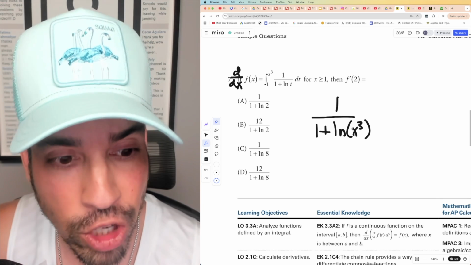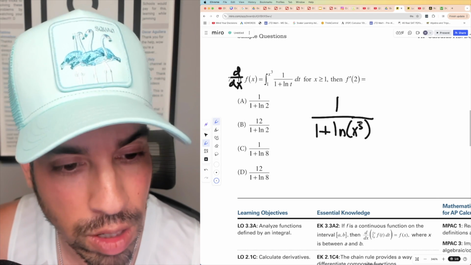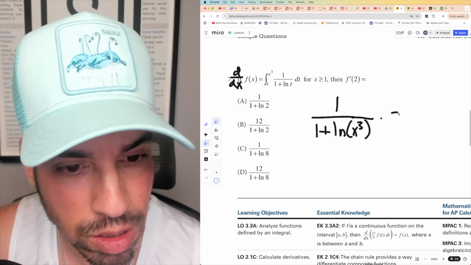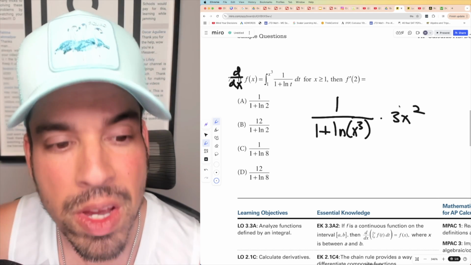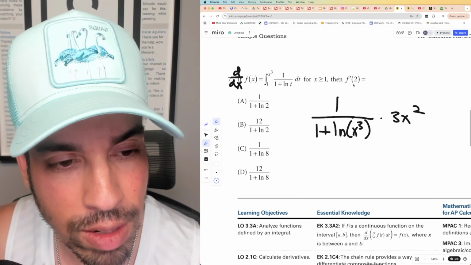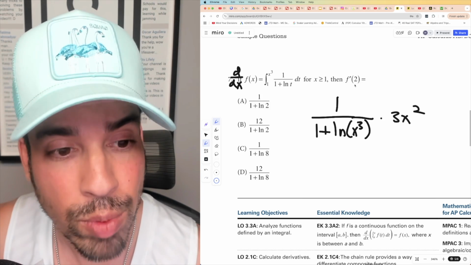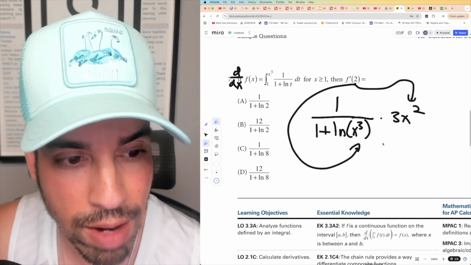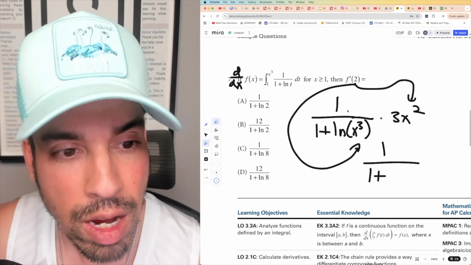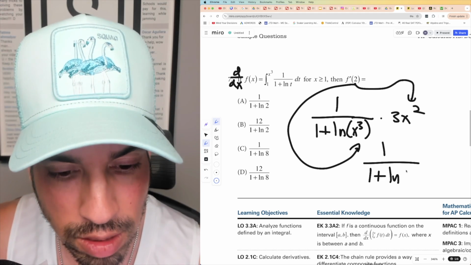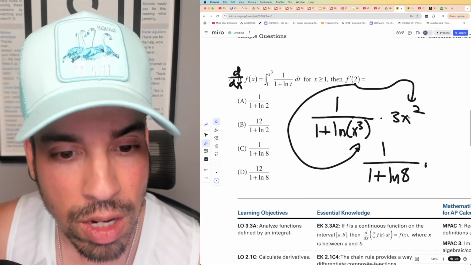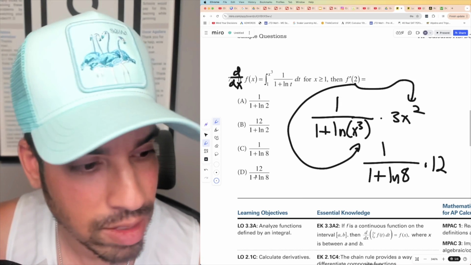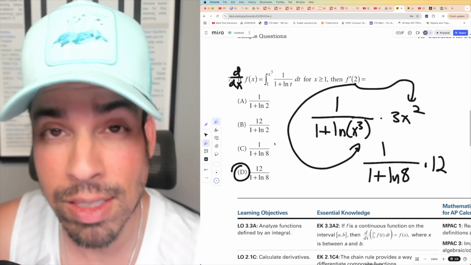But don't forget our chain rule. This is also going to require us to multiply by the derivative of x cubed, which is 3x squared. So now this is what we have. And then with f prime of 2, we just plug in our 2 for x right here and right here. And what we have is 1 over 1 plus ln of 2 cubed, which is ln of 8, times 2 squared, which is 4, times 3, which is 12. And that is going to give us option D. That's how you do it.